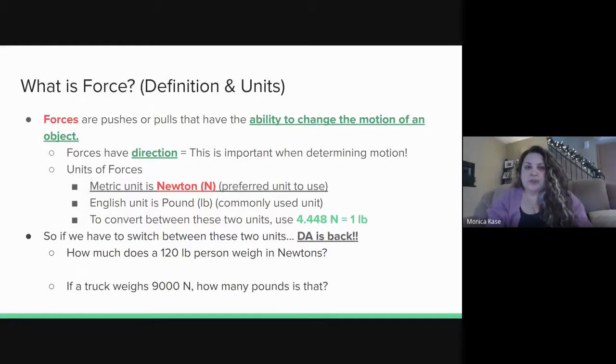For our units of force, the metric unit is newtons, so your capital N. This is your preferred unit to use. Our English unit is pounds, or lb. To convert between these two, you have a conversion factor of 4.448 newtons equals 1 pound. If we have to switch between those two units, we are going to need to utilize dimensional analysis, or DA, which is what we used towards the end of last semester.